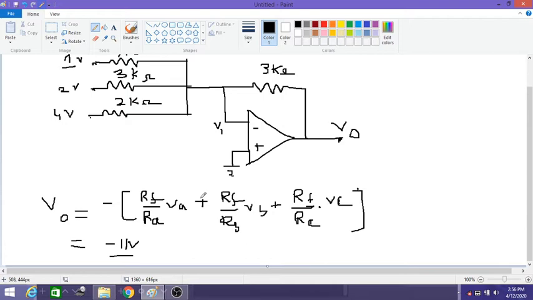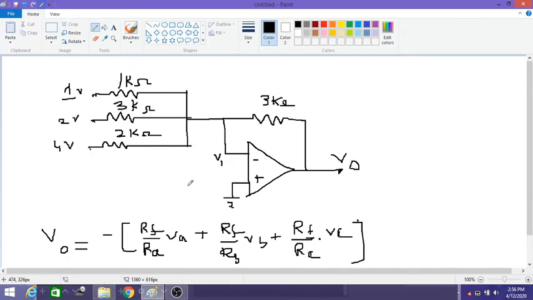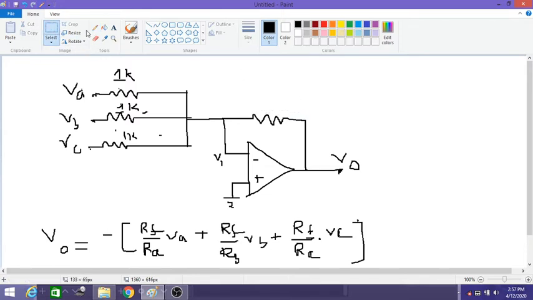Likewise, there is one more circuit. I'll leave it to you to solve it. For the second example, I'll just change this resistor value and I will leave it to you to calculate with the different inputs. So please work it out. Here it is given with 1 kilo ohm, this is 1 kilo ohm, and this is 1 kilo ohm. It means all these resistor values are the same. Now VA, VB and VC, and this is the RF resistor. This example is slightly different.